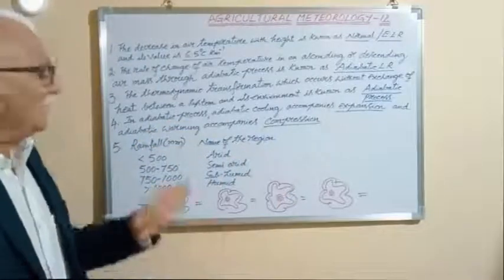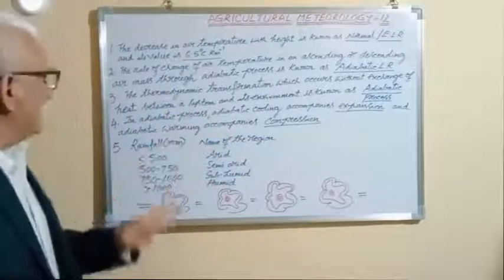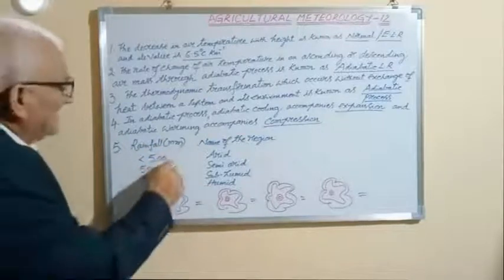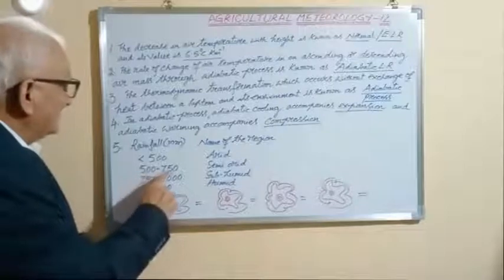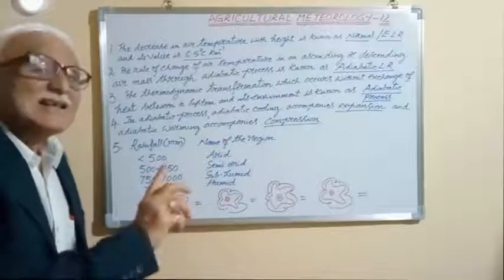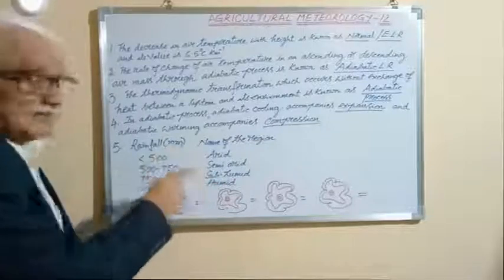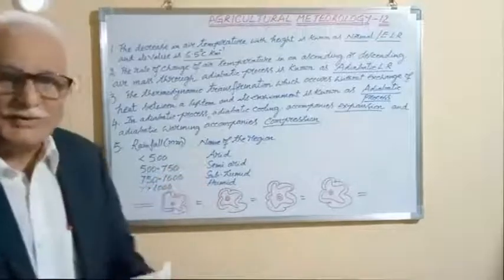Most common rainfall in millimeters, name of the region. If the rainfall of a region is less than 500 millimeters, it is known as arid. If it is between 500 to 750, it is known as semi-arid. If it is 750 to 1000 mm, subhumid, and more than 1000 mm, it is known as humid.